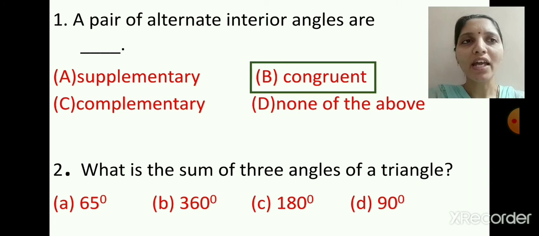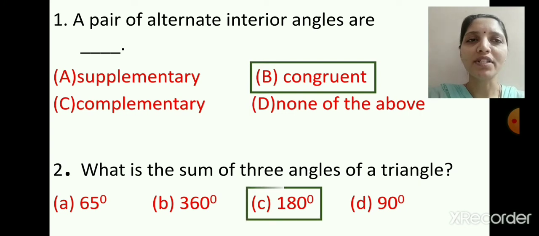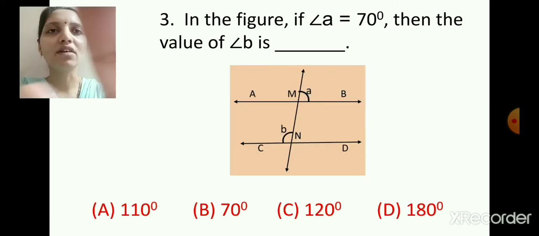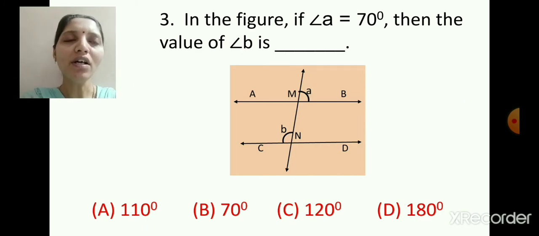Then the second one: what is the sum of three angles of a triangle? Answer will be option C, 180 degrees. Now these questions can be asked for 1 mark. Now let's see the third question. In the figure, if angle A is equal to 70 degrees, then the value of angle B is dash.